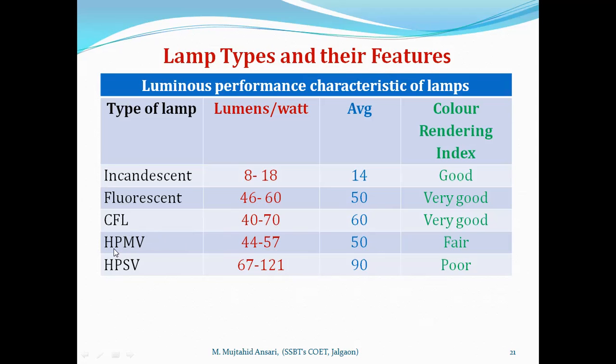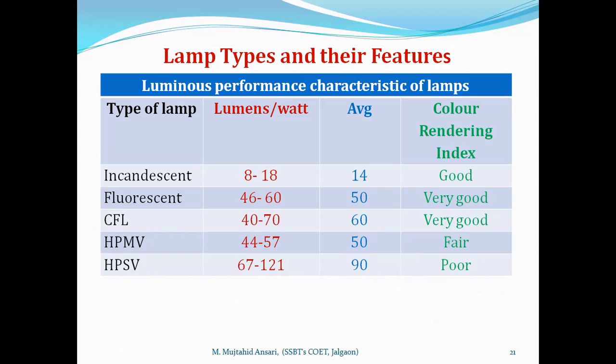Whereas for HPMV, the efficacy is 50, and the high pressure sodium vapor lamp gives 90. So it is the highest lumen output, by the sodium vapor lamp.